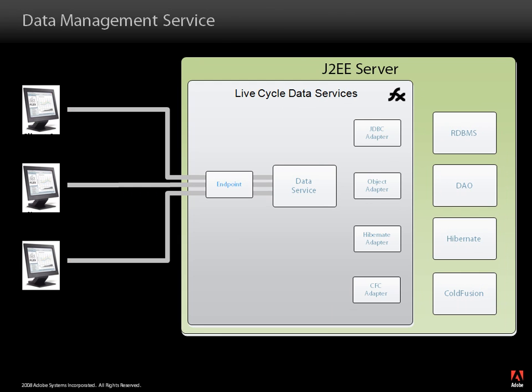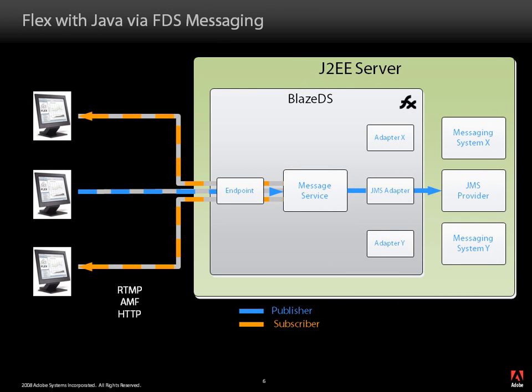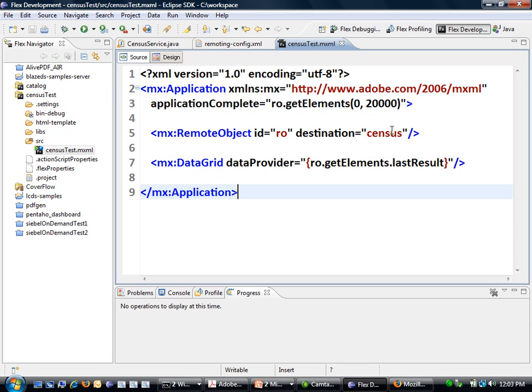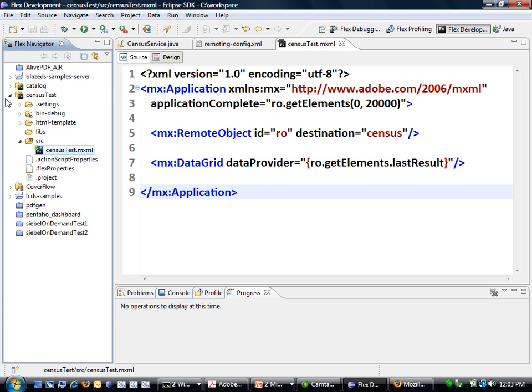So and then we support any kind of, this is an open adapter architecture, so if you don't have JMS, if you have some other type of messaging system, you can build a little adapter that will allow you to hook the message service to that messaging system. So let's write a quick example of using that message service.